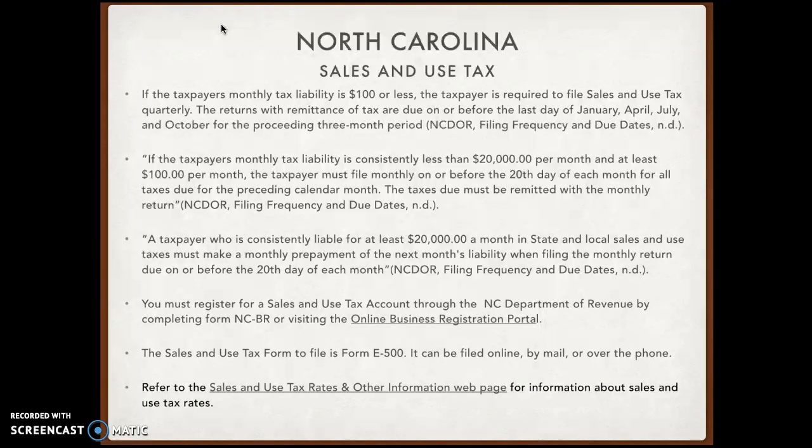You must also register for a sales and use tax account through the North Carolina Department of Revenue by completing Form NCBR or visiting the online business registration portal on the ncdor.gov website. The sales and use tax form to file is Form E500. It can be filed online, by mail, or over the phone. And then you may refer to the sales and use tax rates and other information webpage on NCDOR for information about sales and use tax rates.